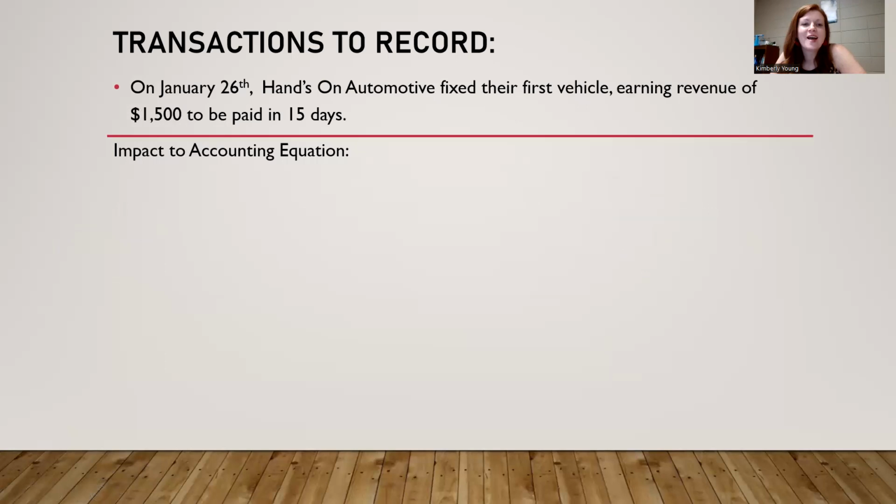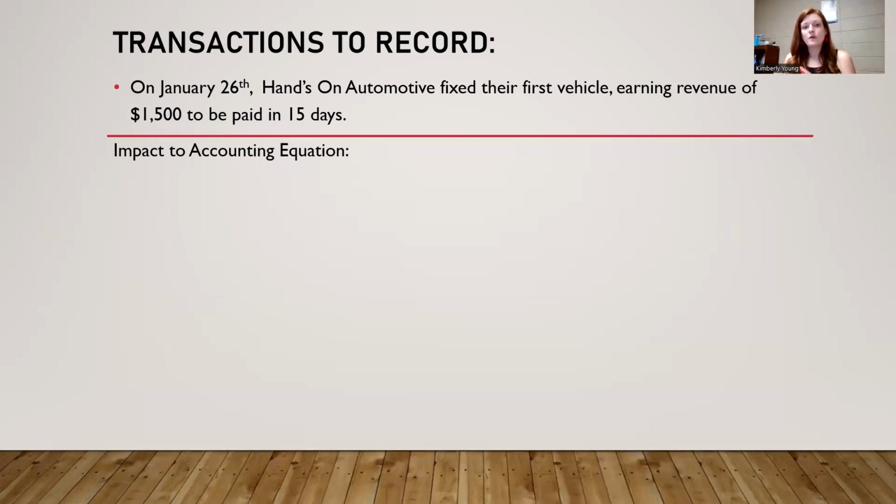All right, just a few more transactions here. On January 26th, Hands On Automotive fixed their first vehicle. Yay, we're finally earning some revenue. They earned $1,500. I feel bad for the customer because I've been there. We've all been there where we have to pay a ton for auto repair. They have to pay that in 15 days. Okay, so they earned revenue. They've already done the work. So they do get to show that they earned revenue. But they haven't got any cash yet.